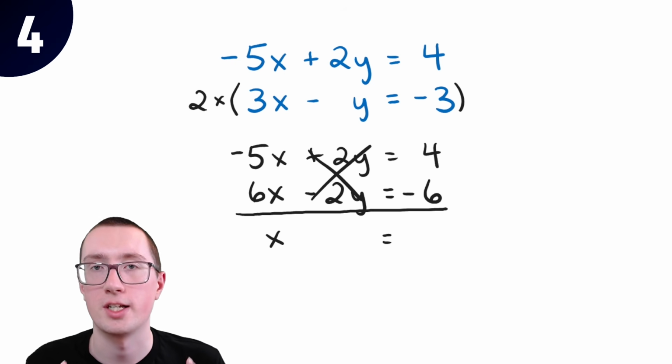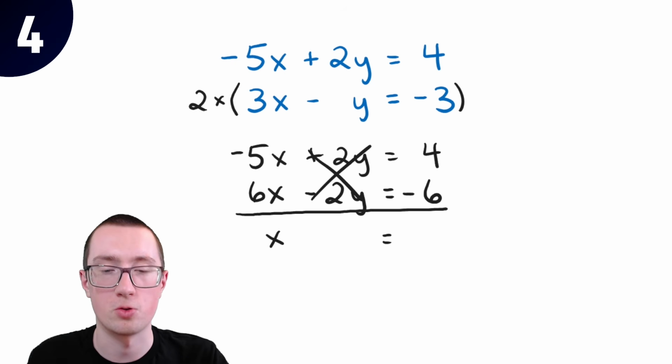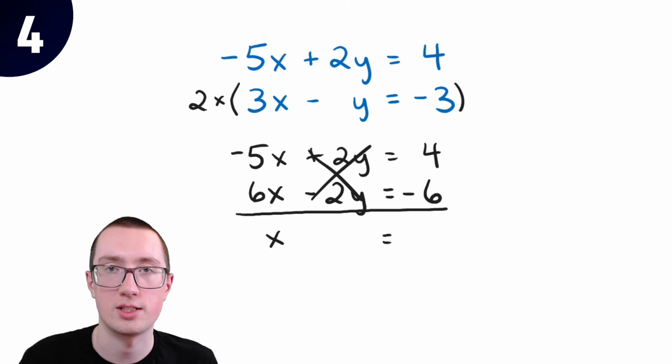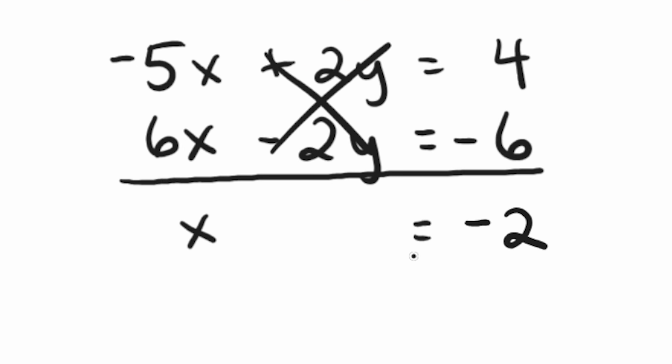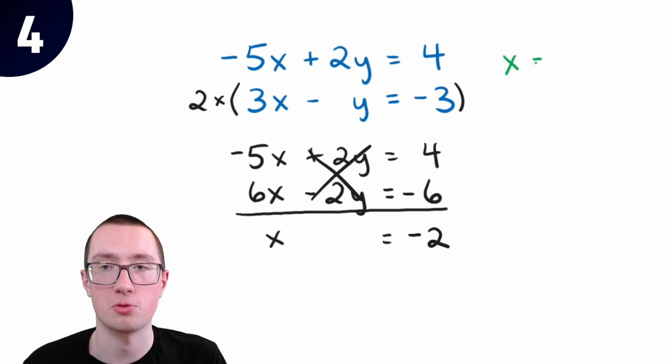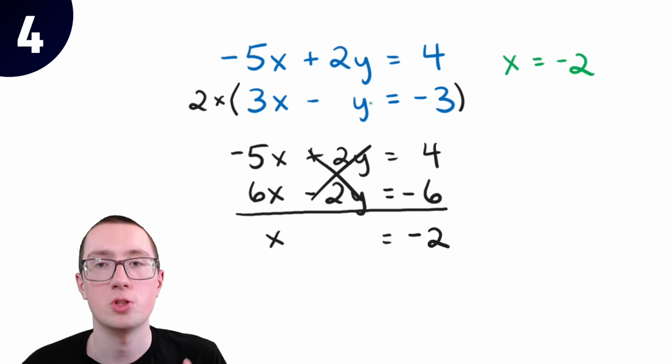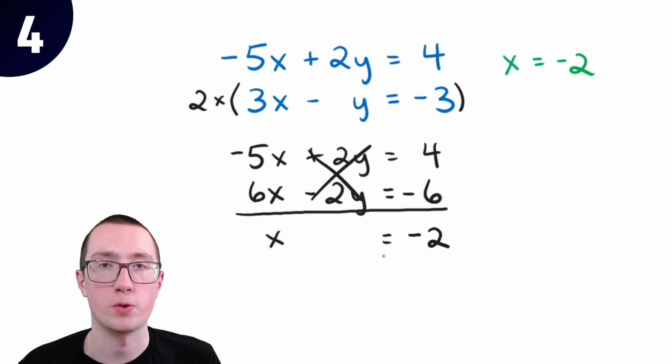If you're ever confused about negative numbers, think of it as money. So you earned $4, but then you lost $6. So you're down $2. And you'll see that we've actually already solved for one of our letters. X is equal to negative 2. So that is solving for x right there. X equals -2. But we don't just need to solve for x. We need to solve for x and y. So let's go ahead and solve for y now.